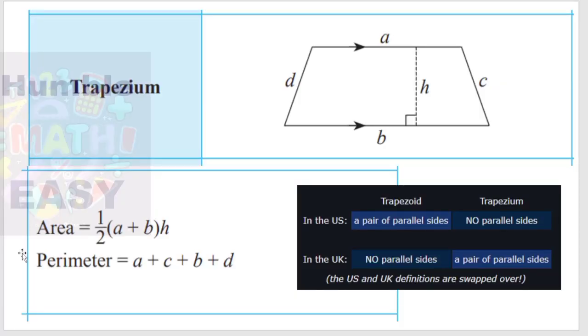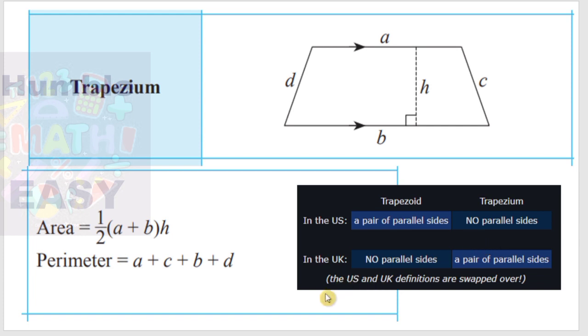And we now proceed to the trapezium. This is now the figure of the trapezium. And take note, there's a trivia for the trapezium: in the US, the trapezium is also called a trapezoid, which has a pair of parallel sides. Then the trapezium has no parallel sides. That's the difference between the trapezoid and trapezium in the US educational system.